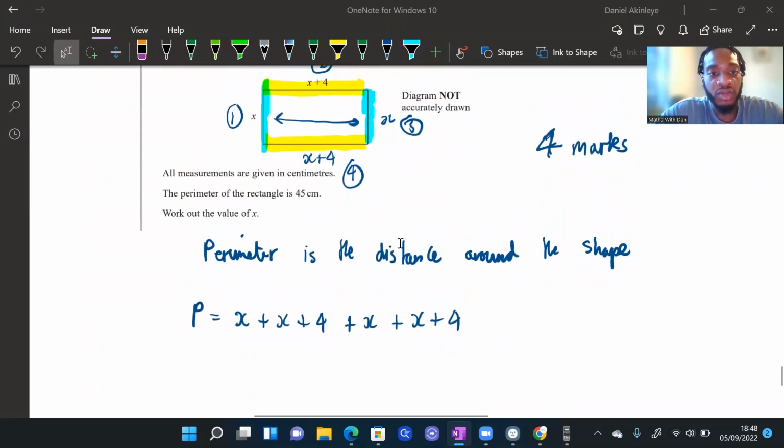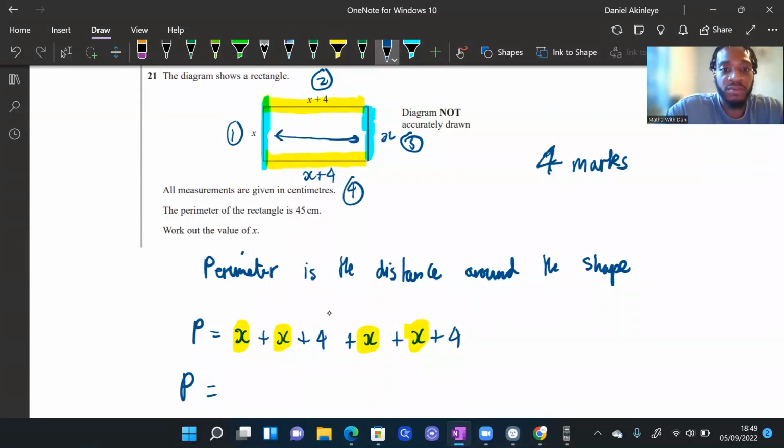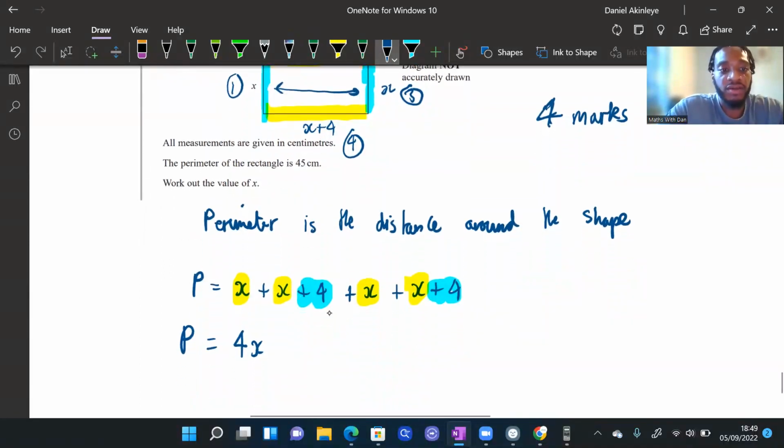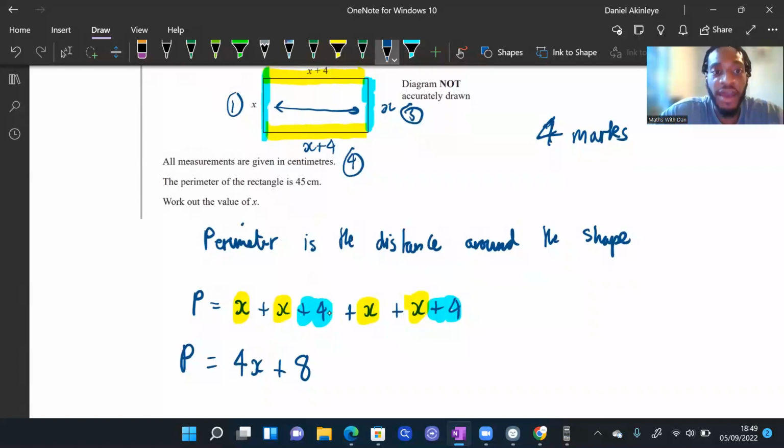So now we have an expression. We can see x's and numbers. Let's simplify it. How many x's can we see here? We can see an x here, an x here, an x here, and an x here. That's 4, so this is going to be 4 lots of x. And then we've got a plus 4 and a plus 4 here. 4 plus 4 is 8. So P is equal to 4x plus 8. The perimeter, algebraically speaking, is 4x plus 8.